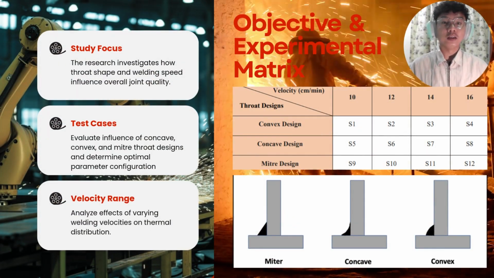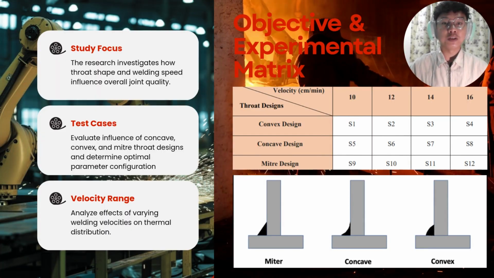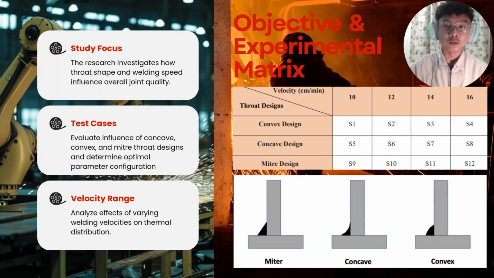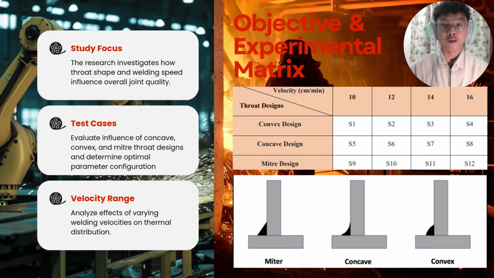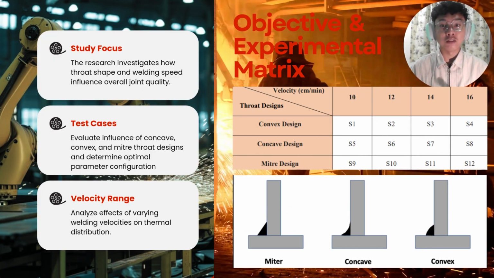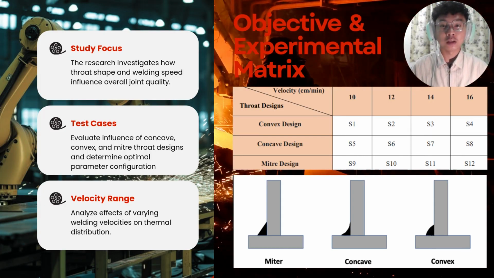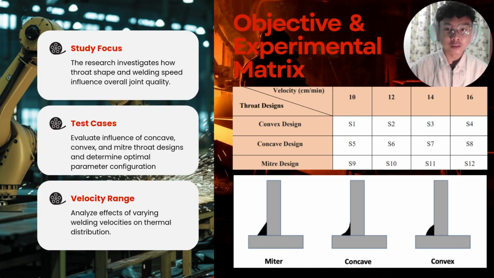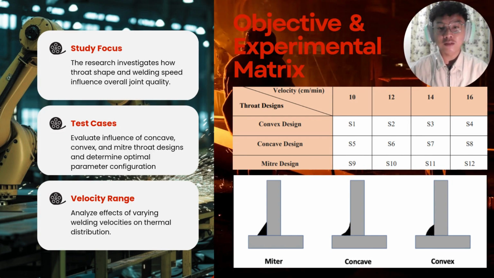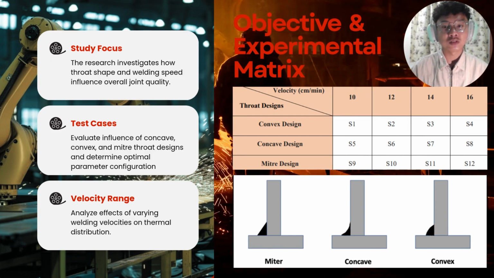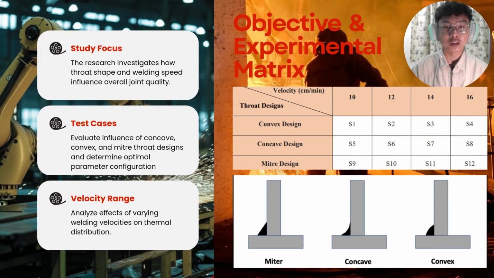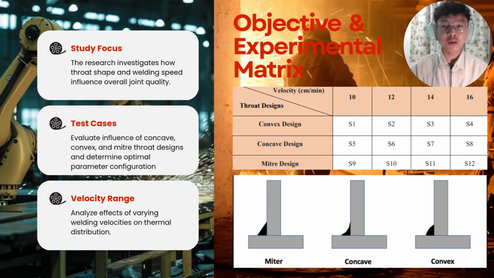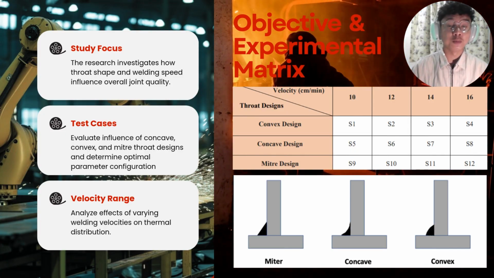Moving along are our objectives and the experimental matrix used for this study. Our first objective is to investigate how throat shape and welding speed influence the overall joint quality. Our next objective is to evaluate the influence of concave, convex, and miter throat designs to determine the optimal parameter configuration. And our final objective is to analyze the effects of varying welding velocities on thermal distribution.